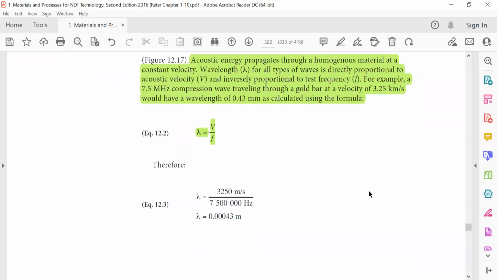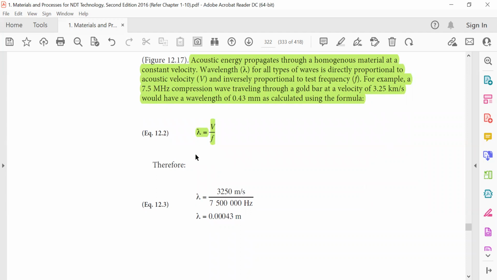Acoustic energy propagates through homogeneous material at a constant velocity. Wavelength lambda, for all types of waves, is directly proportional to acoustic velocity v and inversely proportional to test frequency f. For example, 7.5 MHz traveling through a gold bar of velocity 3.25 km per second. So lambda equals v by f. So wavelength equals velocity divided by frequency.